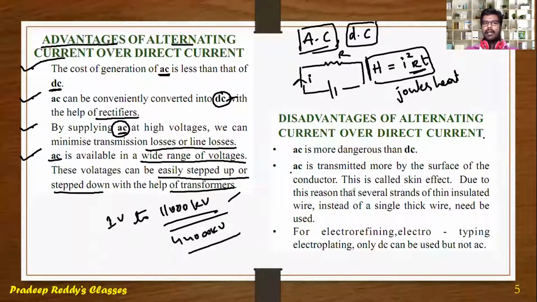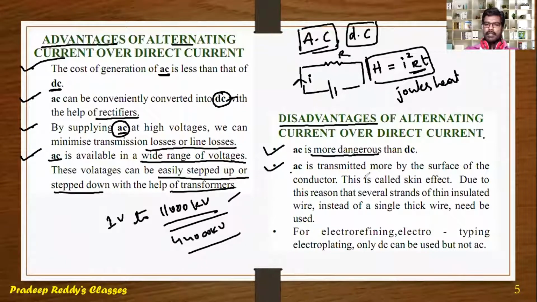These are the advantages of alternating current over direct current. Now coming to the disadvantages of alternating current over direct current. What are the disadvantages? The first disadvantage is that as AC is stronger than DC, it is more dangerous.